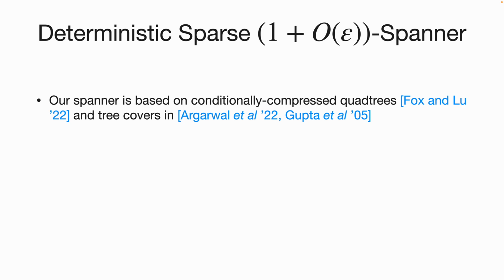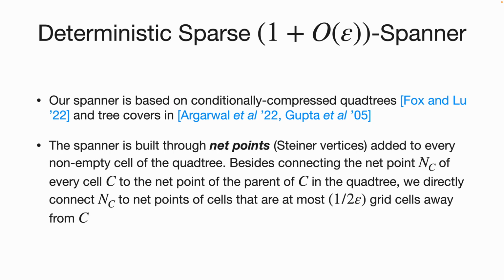So first, we build our spanner based on the conditional compressed quadtree introduced by Fox and Lu and the tree cover idea in the deterministic geometric bipartite matching algorithm. This spanner is built through the net points, or the Steiner vertices, we add to every non-empty cell of the quadtree.